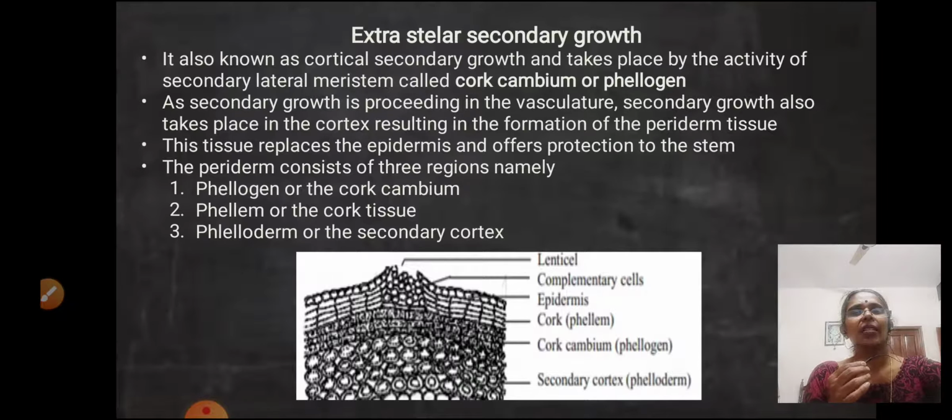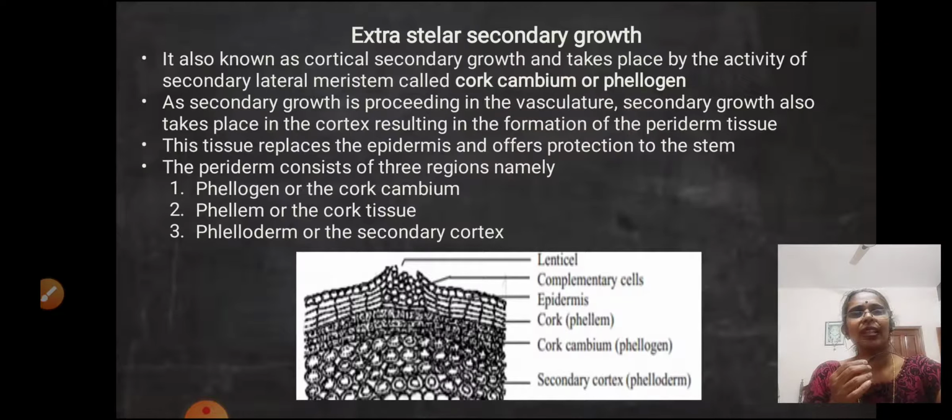It is also known as cortical secondary growth and takes place by the activity of the secondary lateral meristem, which is called the cork cambium or phellogen. So in the diagram you can see the cork cambium or phellogen. As secondary growth is proceeding in the vasculature, secondary growth also takes place in the cortex, resulting in the formation of the periderm tissue. The tissue replaces the epidermis and offers protection to the stem. So the periderm means the outer bark of the plant.